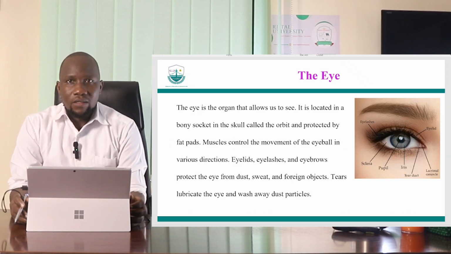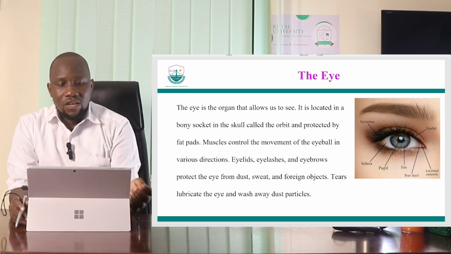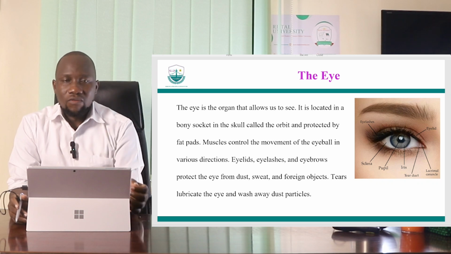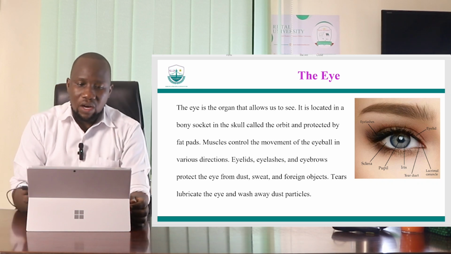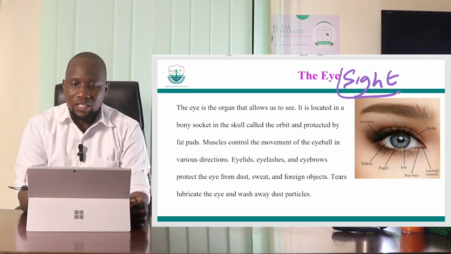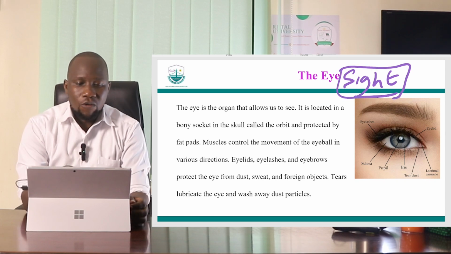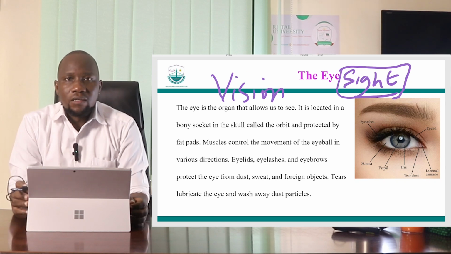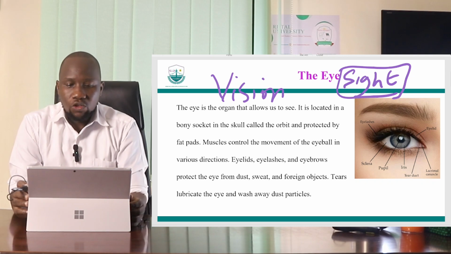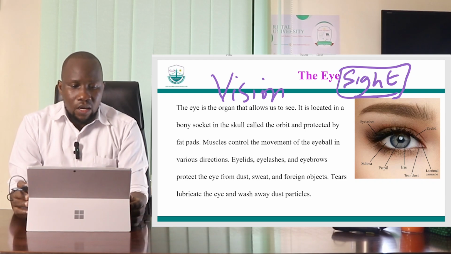The eye helps us in seeing. We can call that seeing, vision. It helps us in vision, or you can use the word, if I can write it here, sight. Okay, helps in sight, or vision. So if you see those words, that's what they mean. They relate to the eye in biology.